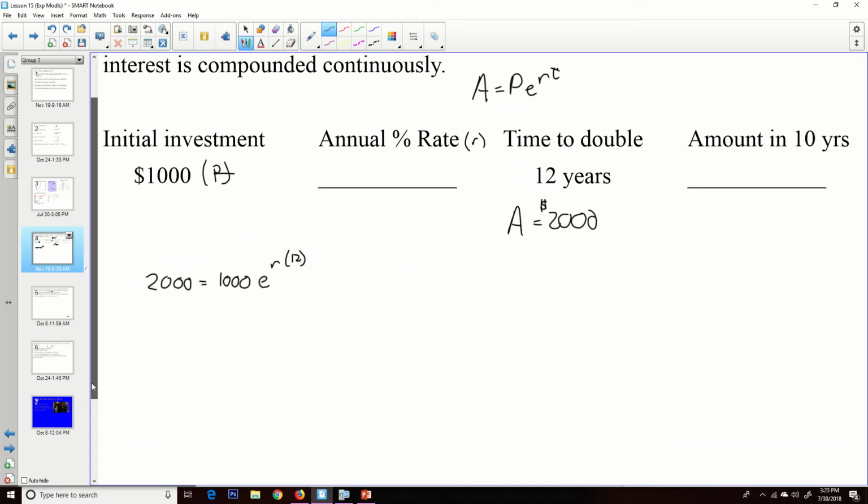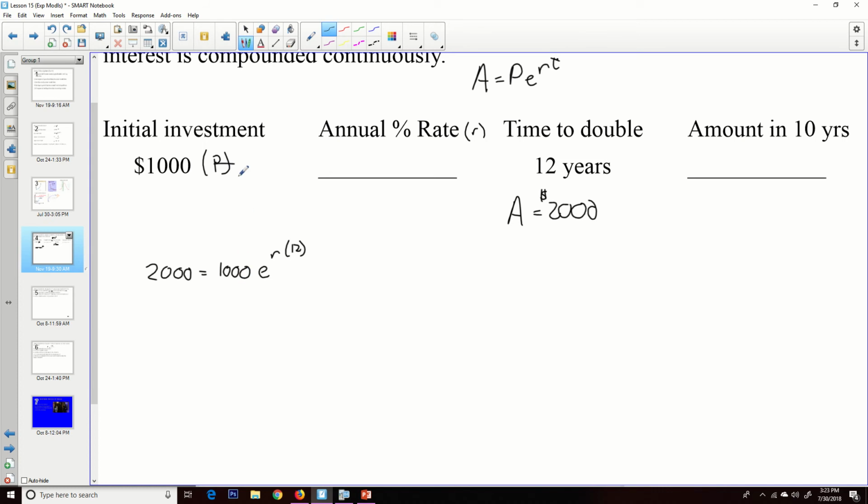Okay, now we'll also see here that for doubling, it really doesn't matter what the initial amount is. The time to double will always be the same. The reason is that if we're solving for r, the first thing we would do is divide by the initial amount, which in this case is 1,000. And that'll give us 2 equals e to the, and let's rewrite it as 12r. That'll be a little bit easier.